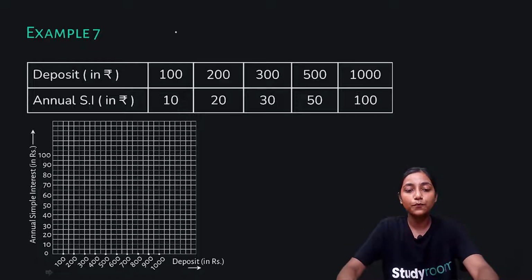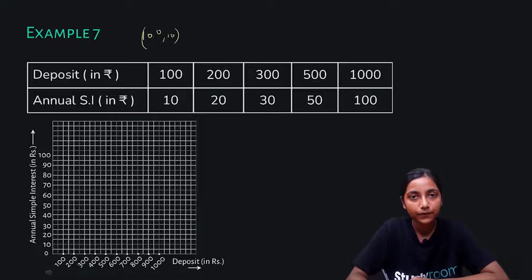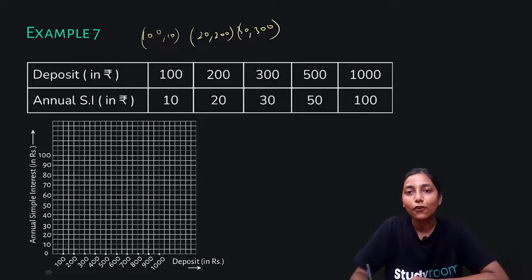Further, to plot this graph, I am going to represent these coordinates. These coordinates are 100, 10; 200, 20; 300, 30; 500, 50.